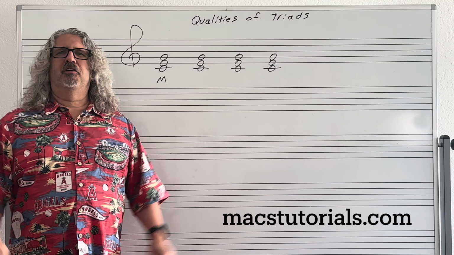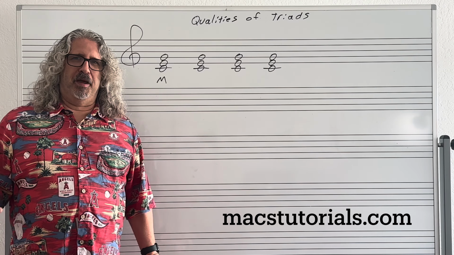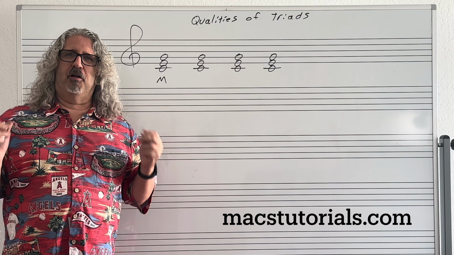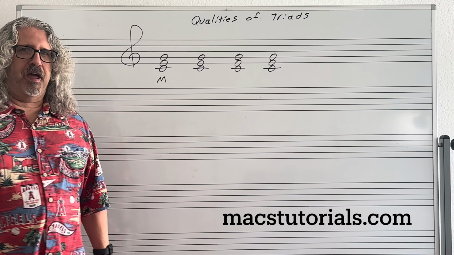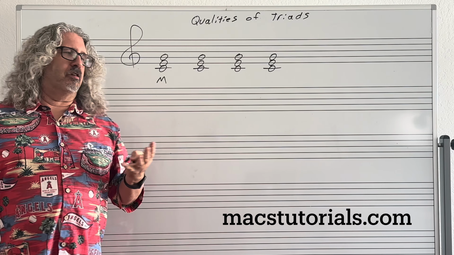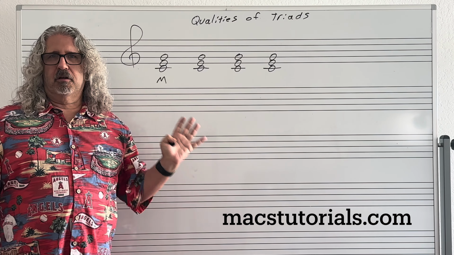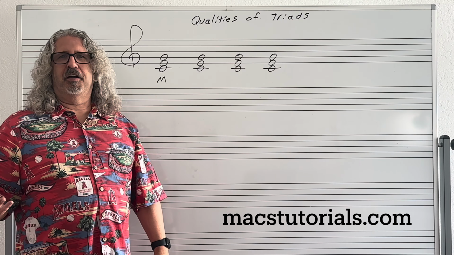Okay, let's talk qualities of triads. If you looked at part one of my video, we just talked about major triads, which I want you to be able to spot really quickly. Now we're going to learn how to adjust those major triads so you can find all the other qualities. There are four qualities: major, minor, diminished, and augmented. And I'm going to show you how to find all of these.